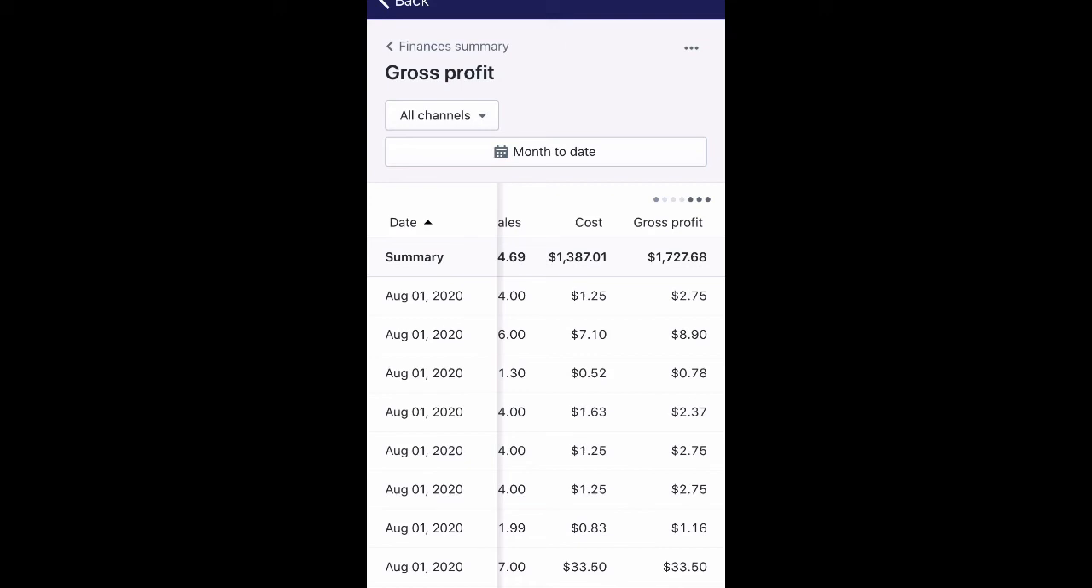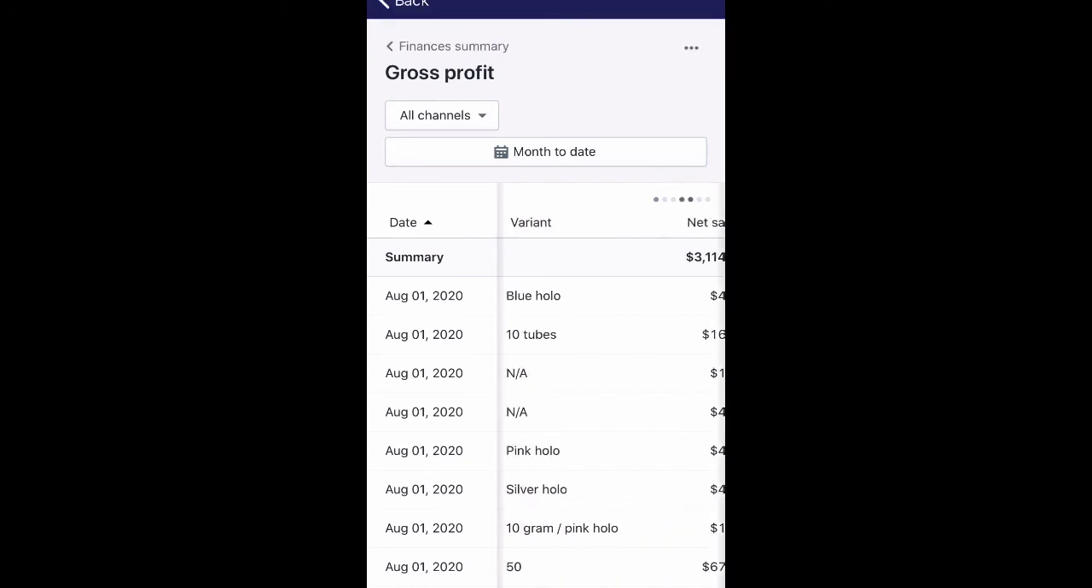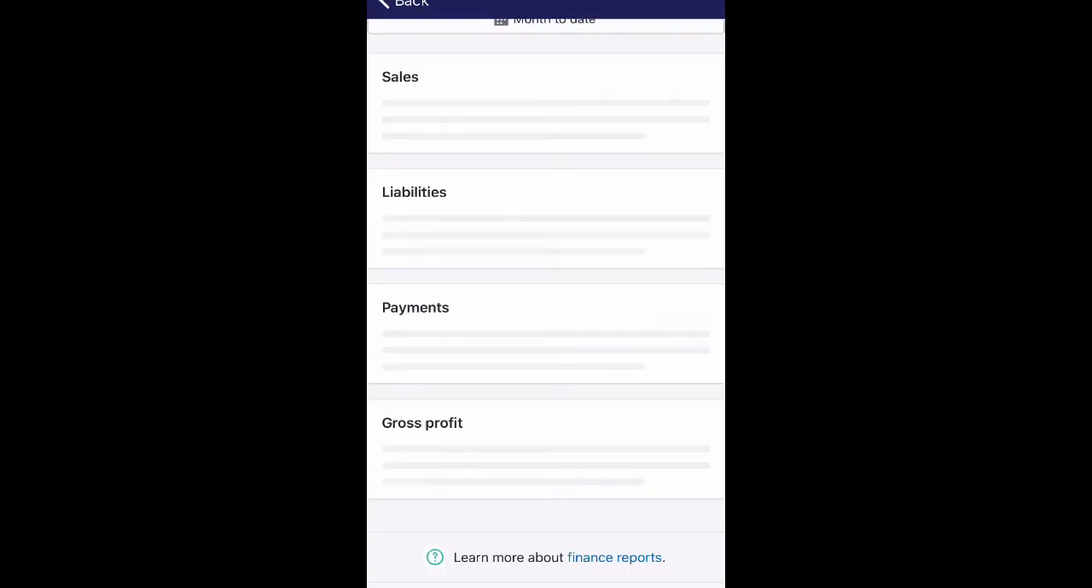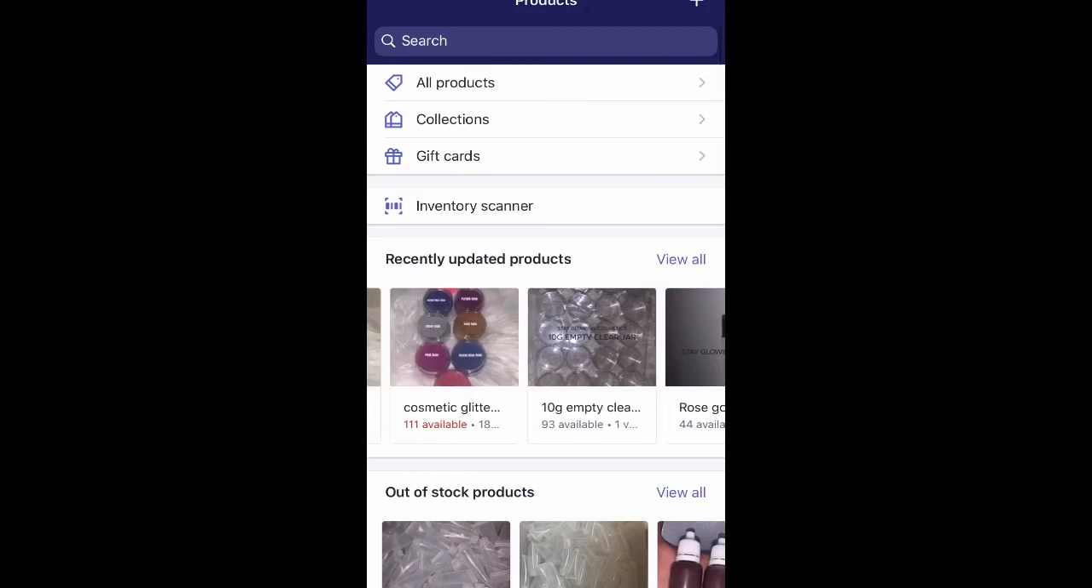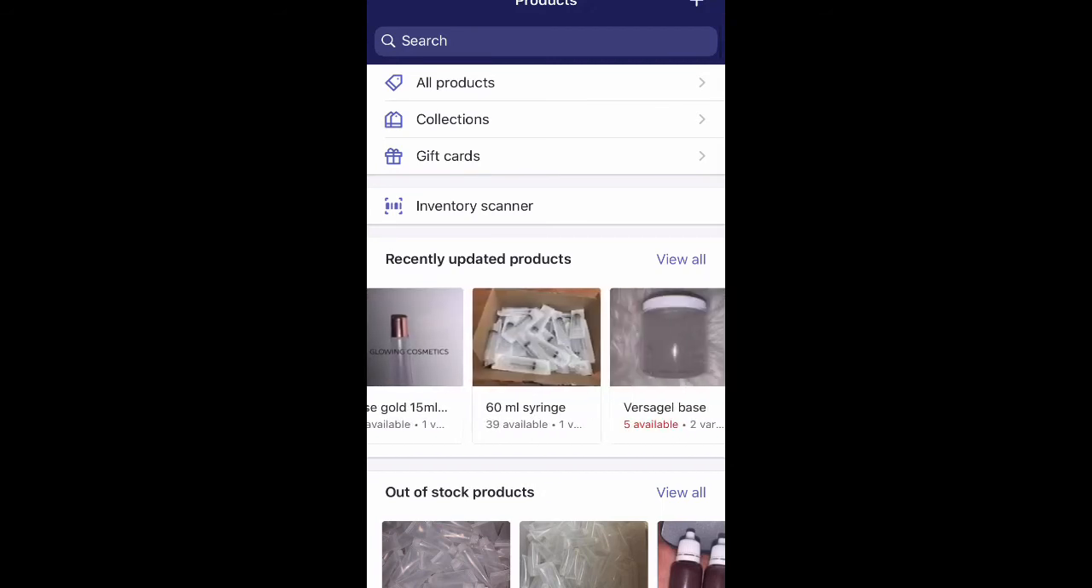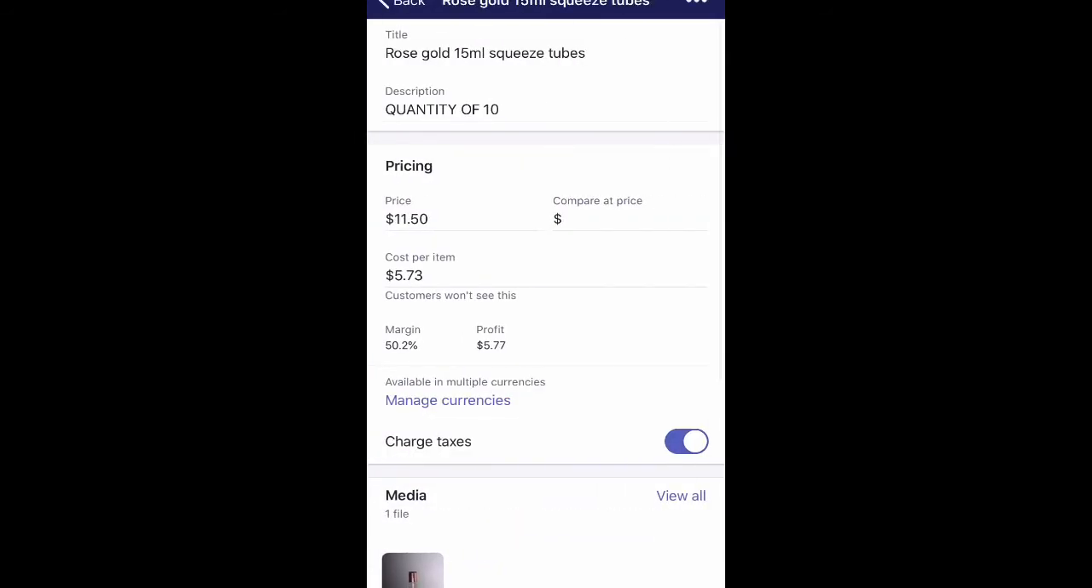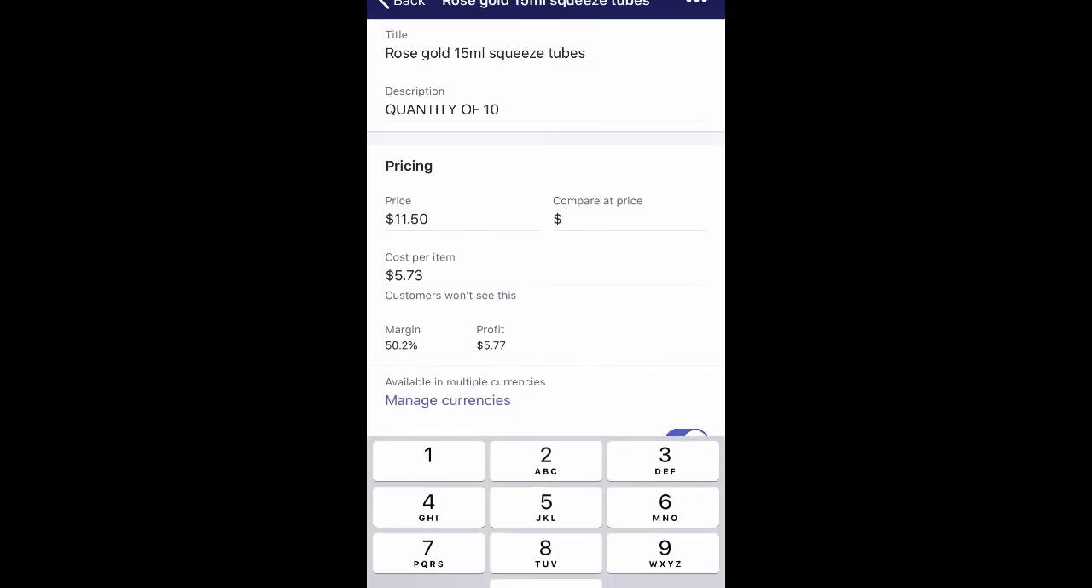So there you go. I hope this all makes sense, especially for those with Shopify. Like I said, when you have your products, please, literally, please put the cost per item, please. And once again, if you don't know how to do that, I do have a video on how to price wholesale items. So please go check it out. It's in my description box. And I hope all of this makes sense.